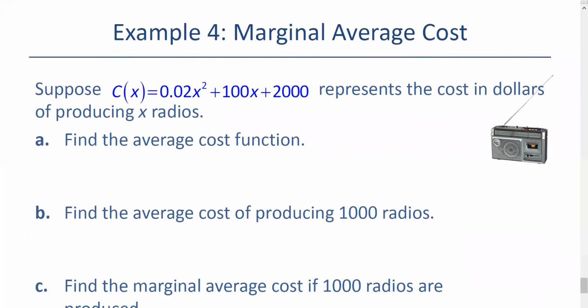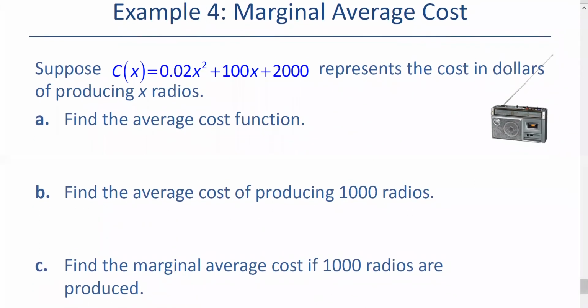For this example, suppose C(x) equals 0.02x squared plus 100x plus 2000 represents the cost in dollars of producing x radios. Part A, find the average cost function. Part B, find the average cost of producing 1,000 radios. Part C, find the marginal average cost if 1,000 radios are produced.